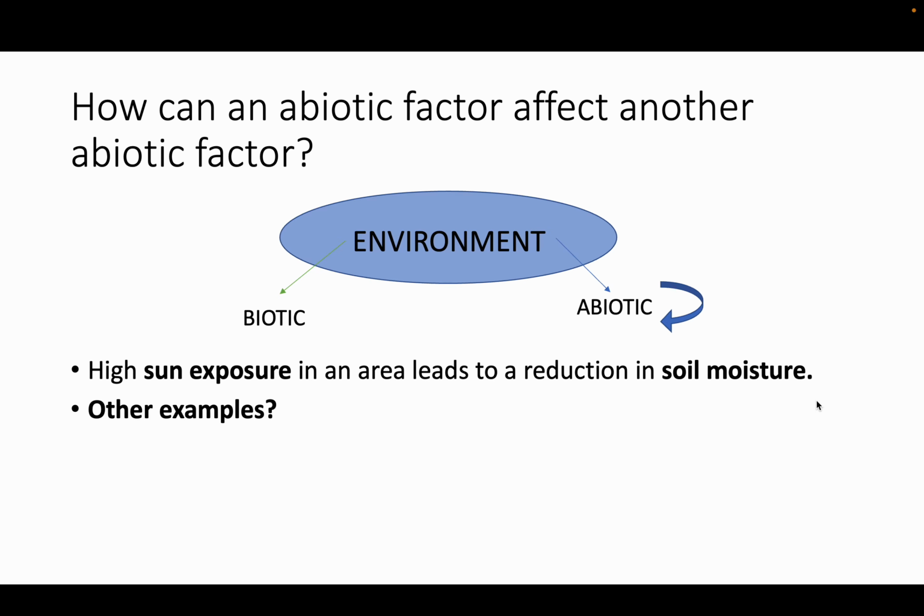We can now take a look at how an abiotic factor can affect another abiotic factor. So how can something non-living affect something that is also non-living? An easy example would be if there is high sun exposure in an area, that's going to lead to a reduction in soil moisture in that area as well, because high sun exposure, high light intensity is going to cause water to evaporate. Another example can be whenever there's high wind, this can lead to a fire. Wind is an abiotic factor. Fire is also an abiotic factor.